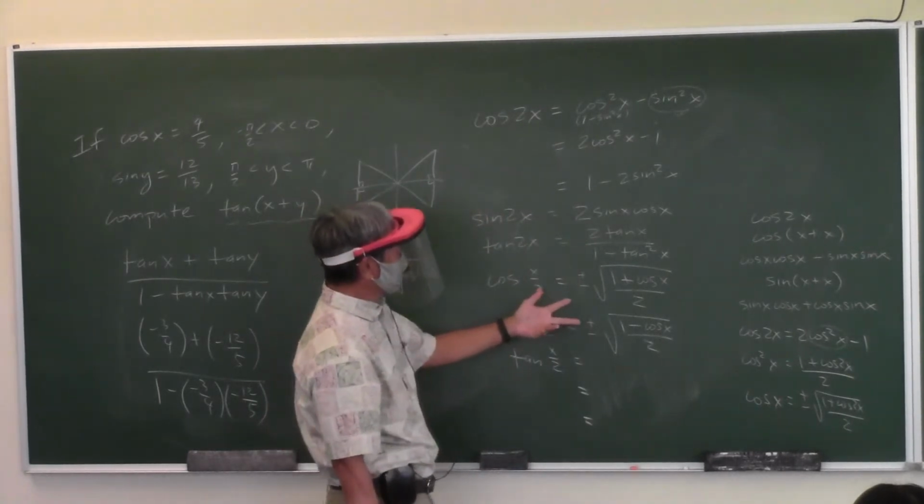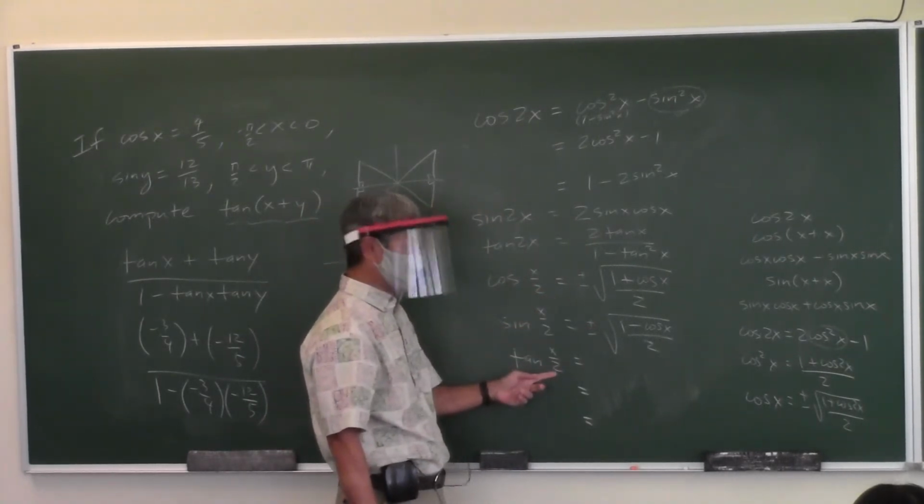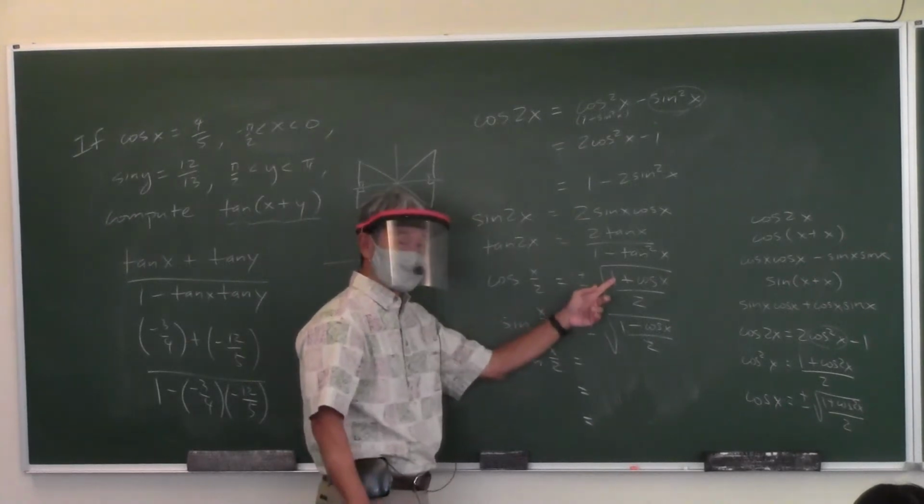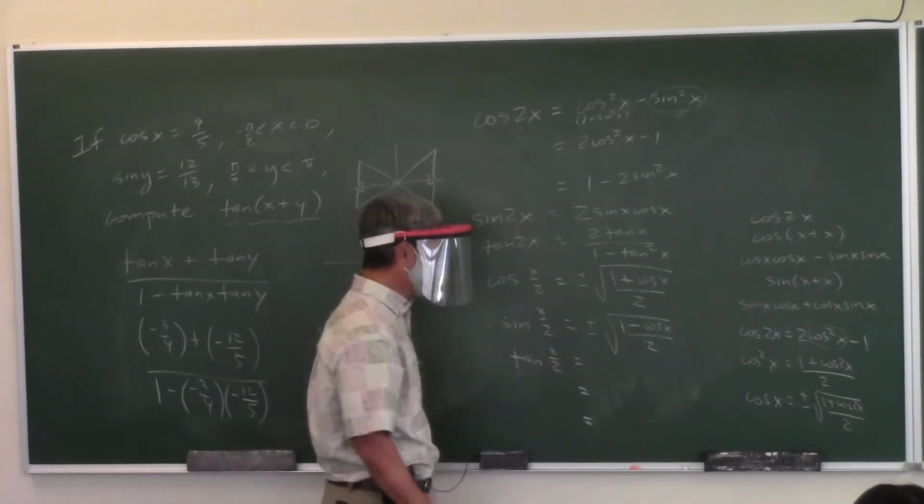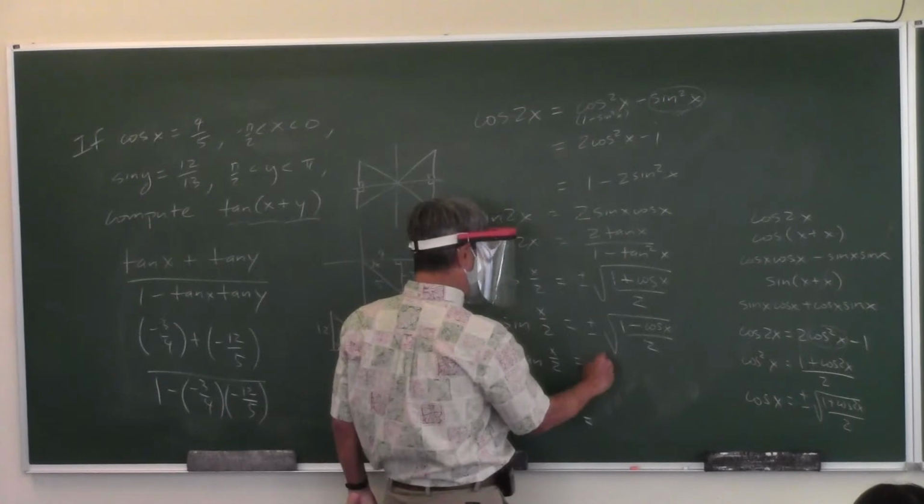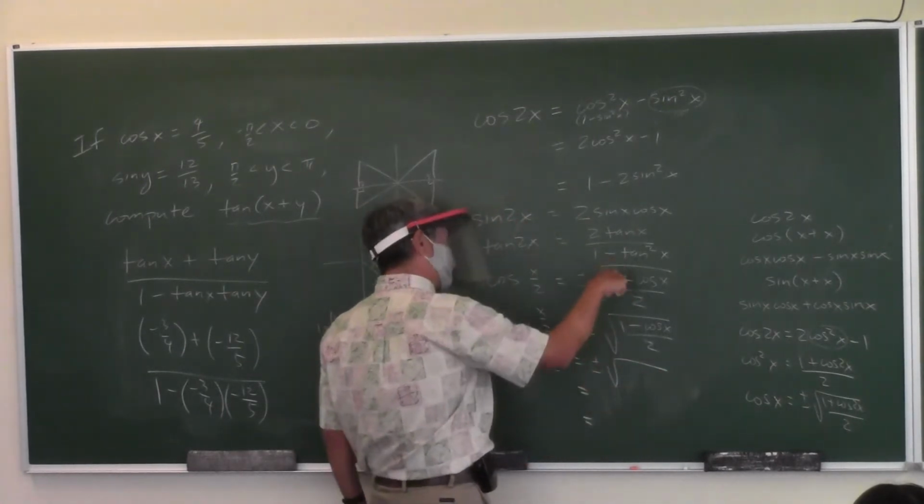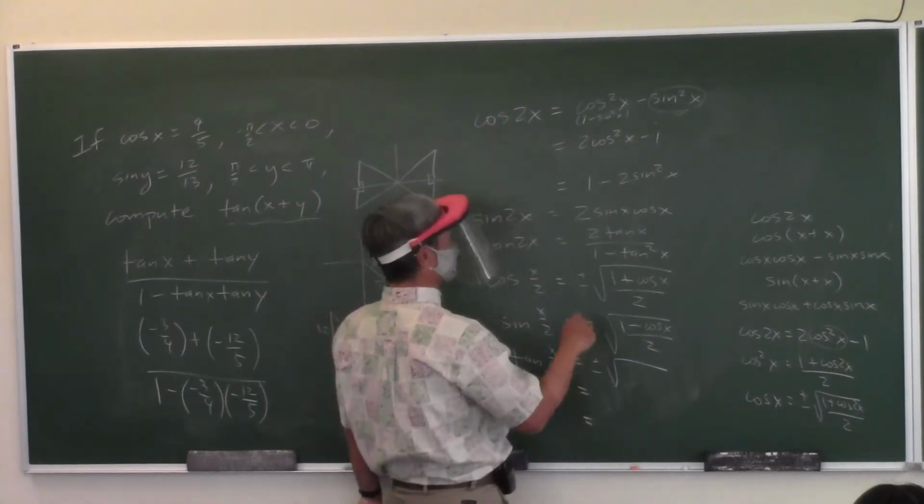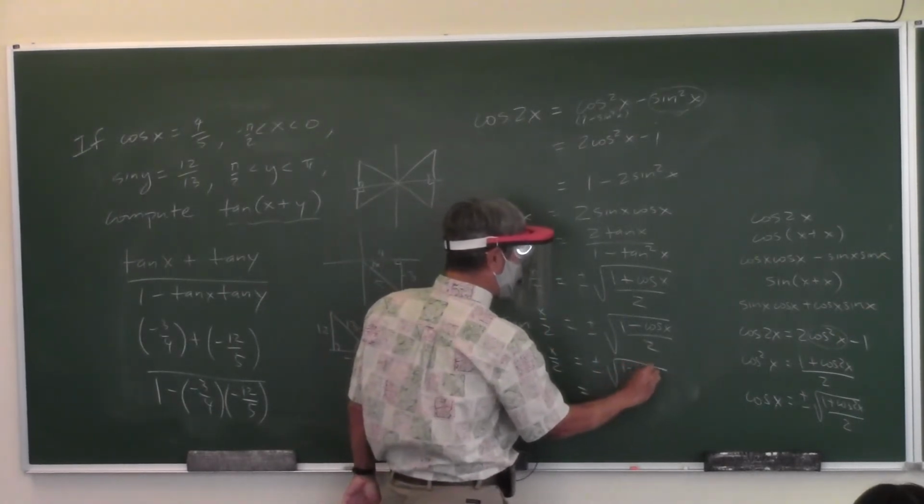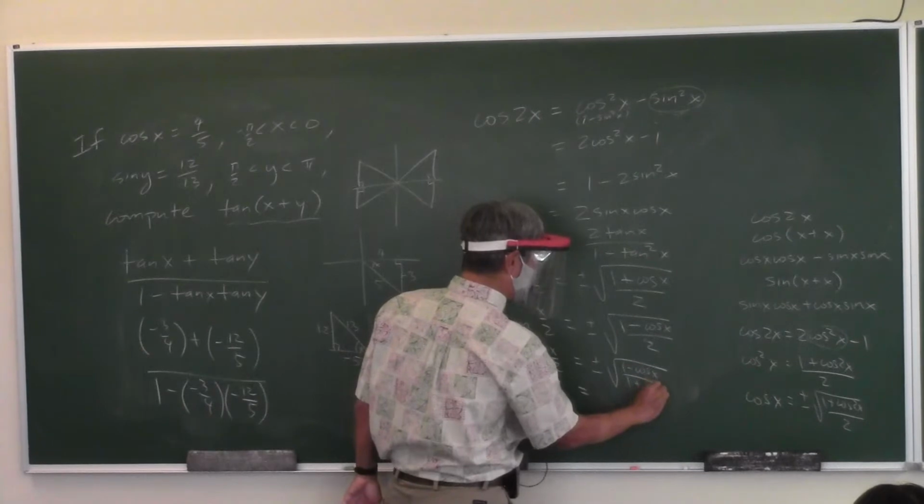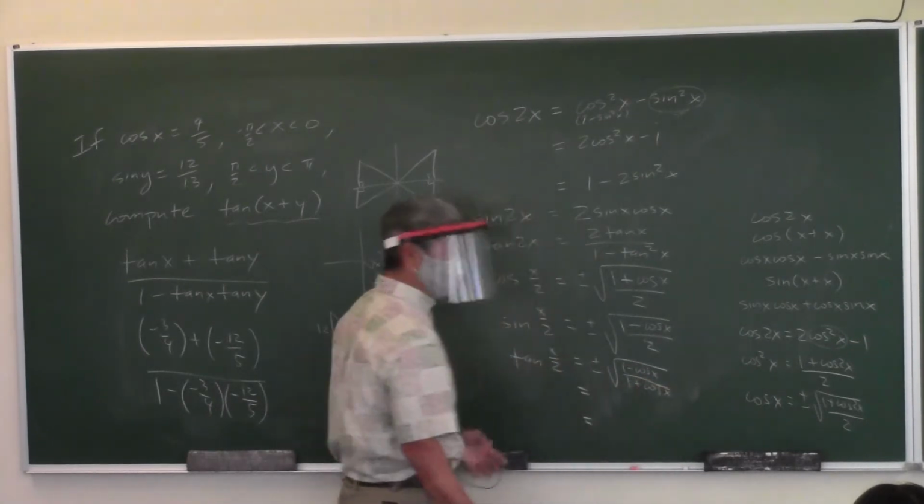And then, of course, once you get these two, how do you get tangent? Just go sine over cosine. Just go this over this. So what is this over this? Plus or minus the square root of, when you go this over this, the 2's cancel out and you get 1 minus cosine over 1 plus cosine. But there's 2 others.